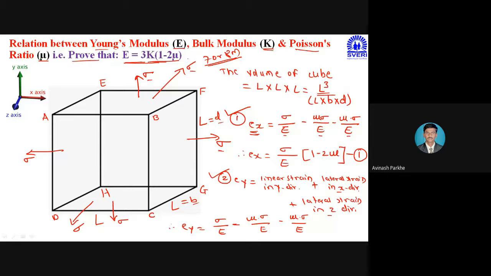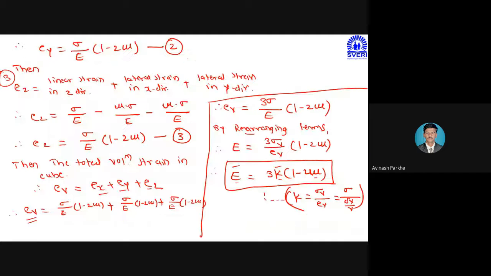So the statement will be asked in different manners, but we have to follow the same procedure. Whatever I have told you, within 1.5 pages you will get the final answer, that is E is equal to 3K in bracket 1 minus 2 mu. Based on this point, numericals are also asked for 7 to 8 marks, or sometimes this relation derivation is also asked for 7 to 8 marks in your final examination. Sometimes MCQ type questions are also asked in the examination.